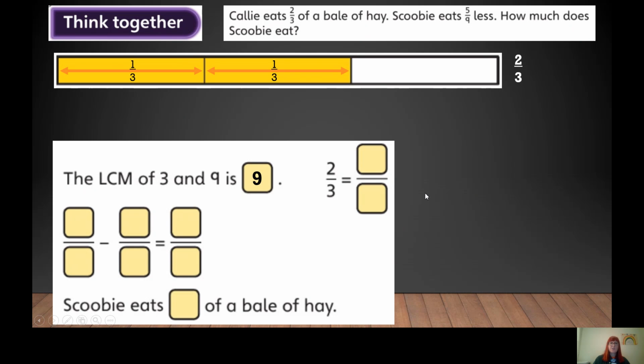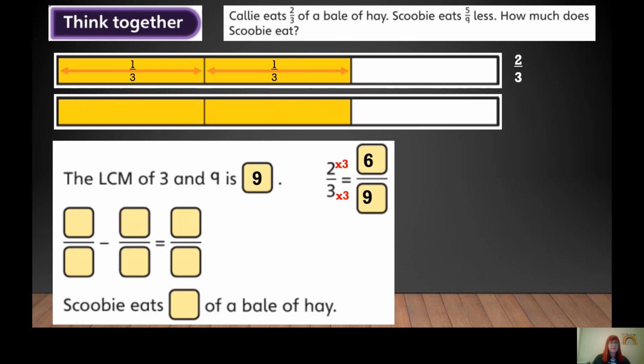So to convert 2/3 into ninths, I need to multiply the denominator by 3 and the numerator by 3 to give me 6/9. Let's have a look and see what that looks like. So apparently 2/3 is equivalent to 6/9. Let's have a look. Okay, so there's our 2/3 diagram. This is the amount of hay that Callie eats. So we've got our 1/3 and our 2/3 in yellow represented here, you can see.